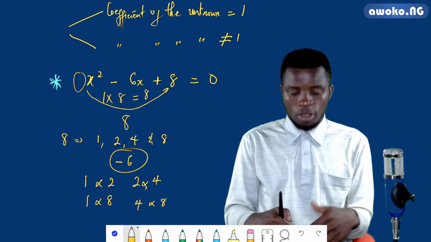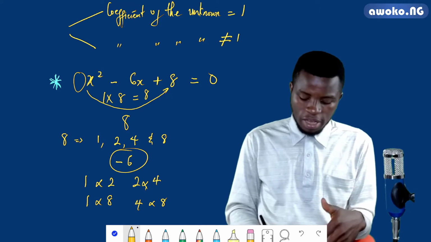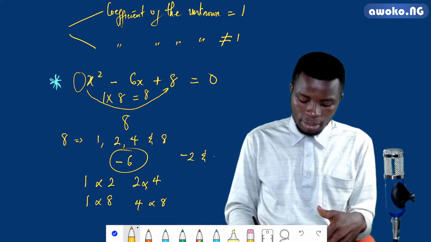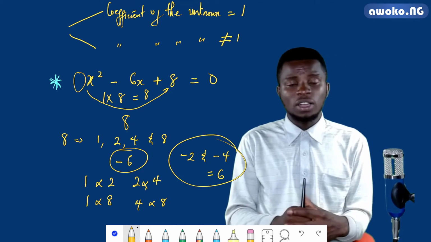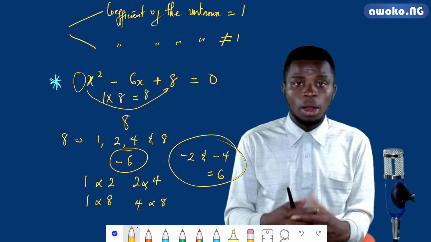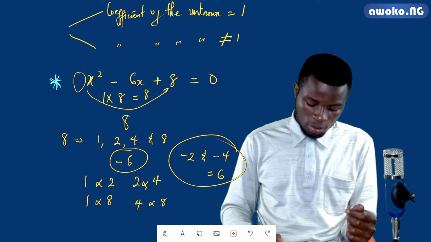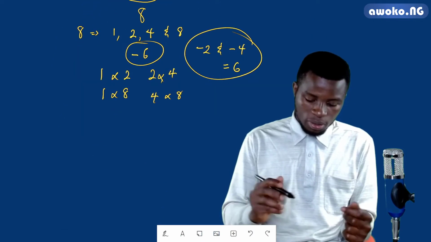Which two factors from here will give us minus 6? Of course, if I have minus 2 and minus 4, this is going to give me minus 6. So therefore, the two factors I'm going to consider for this particular problem are minus 2 and minus 4.